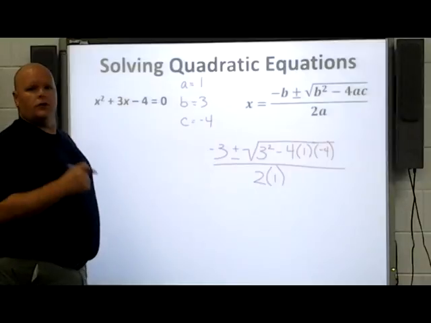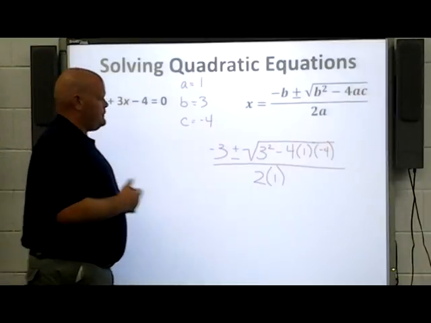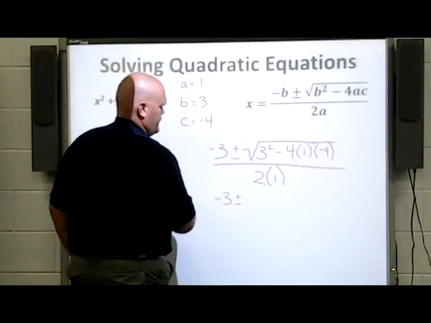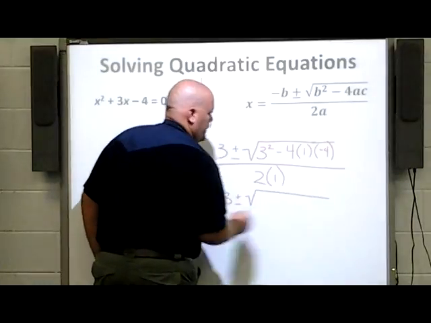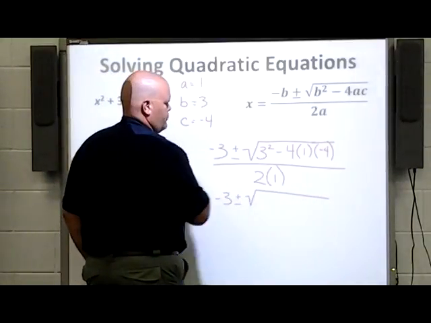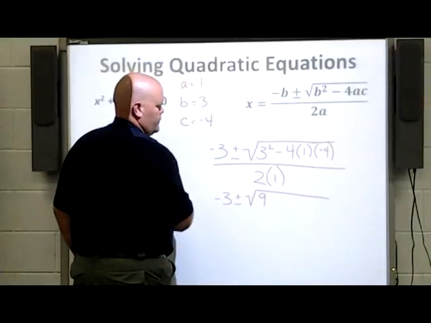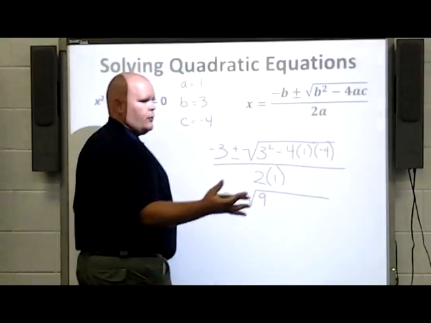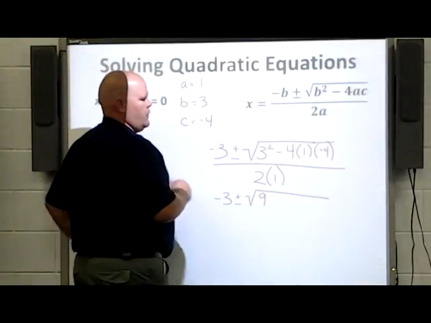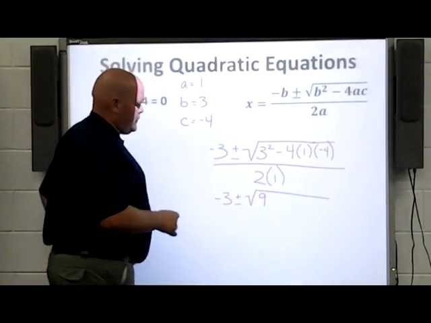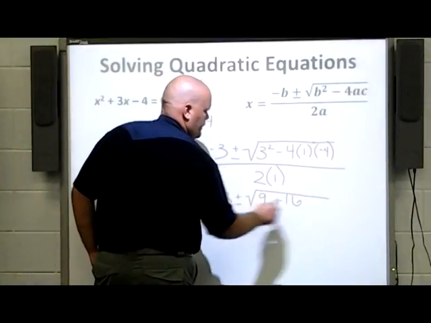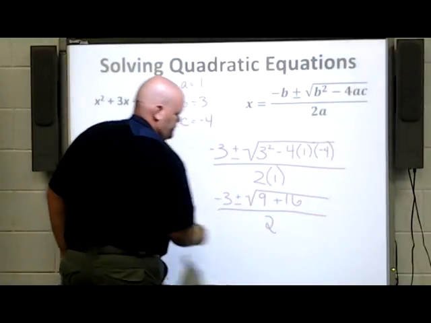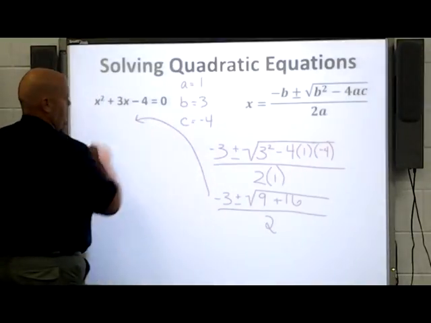So now I just start looking at order of operations, more or less, from this point on. I'm going to leave my negative 3 for right now. I'm going to leave the plus or minus. I'm going to put my radical sign back in. I got 3 squared. That's going to be 9. And then I have to multiply negative 4 times 1, which would be negative 4, multiplied by another negative 4. Those two negatives give me a positive. So I'm going to have 9 plus 16 within my radical sign, over 2 times 1, which would be 2.